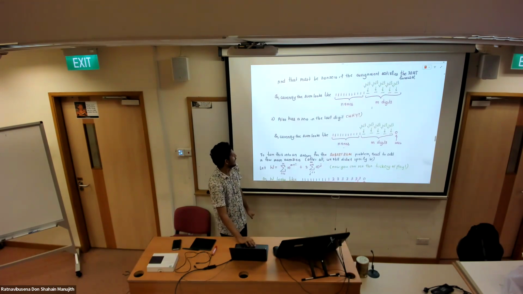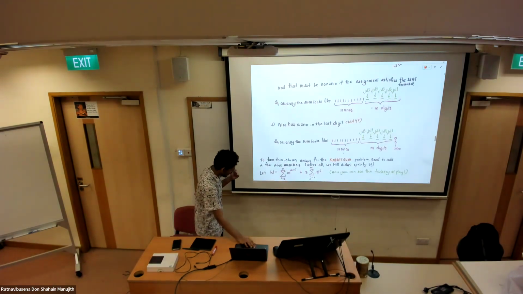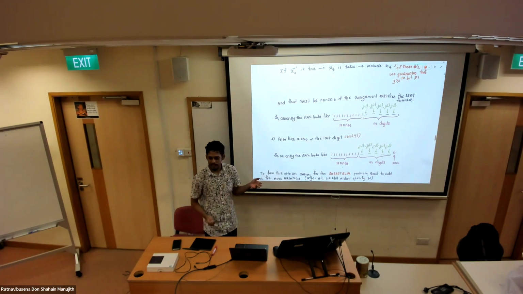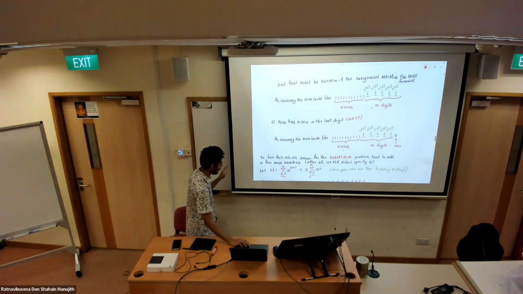Next point. To turn this into an answerable subset sum problem, we need to add a few more numbers. After all, we still haven't defined the target W. We define the weights, that for sure, but we need to define the W also, the target. So we define W in the following way.